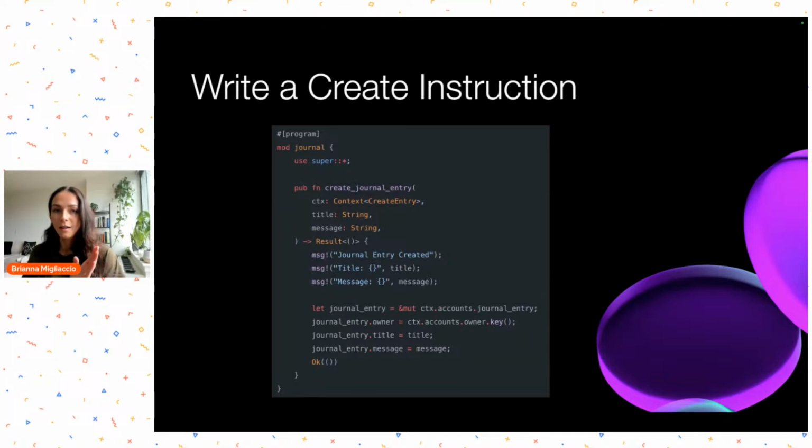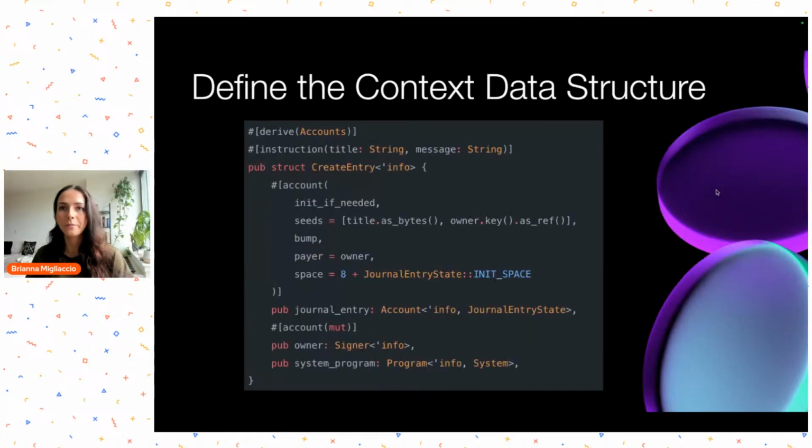Now, to define what this context is, you have to write a data structure for each one. So you can see that the context has a create entry data structure associated with it. So let's write that next. So here is where you're really processing all of the account information. We're defining the data structure for the create entry instruction, and you're just specifying the associated constraints on the macro that you're using from Anchor.